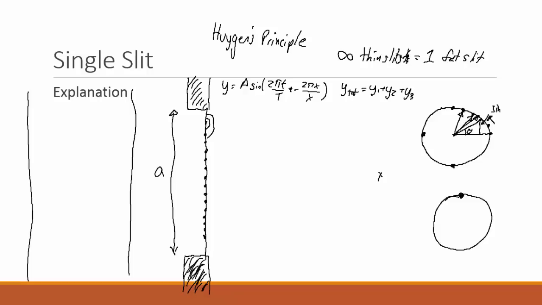But now let's imagine just the sources on the very top and the sources on the bottom of the slit. And so this right here, this is x bottom, and this is x top.